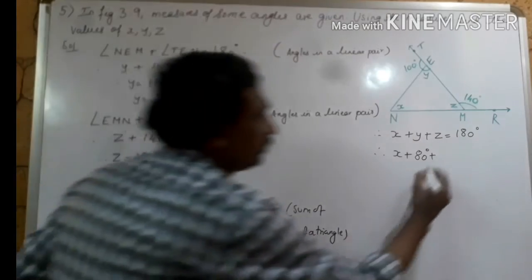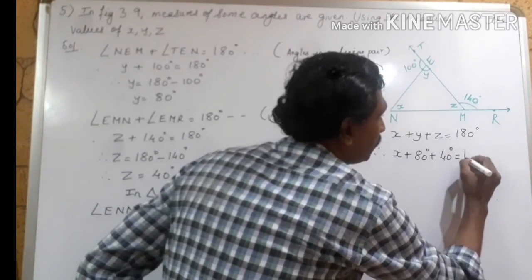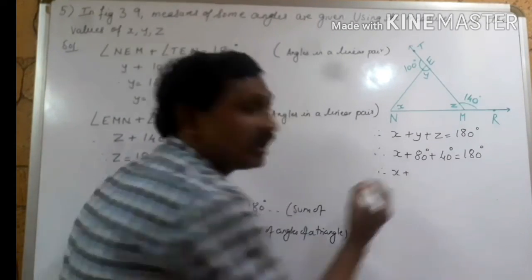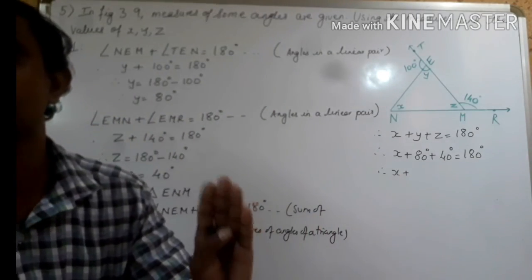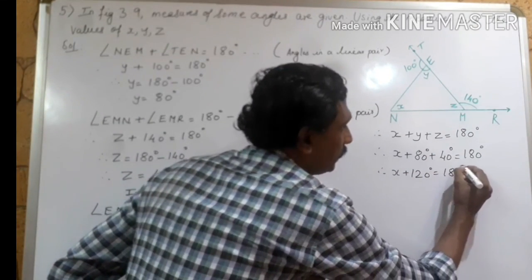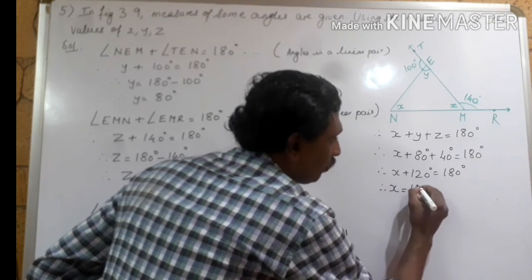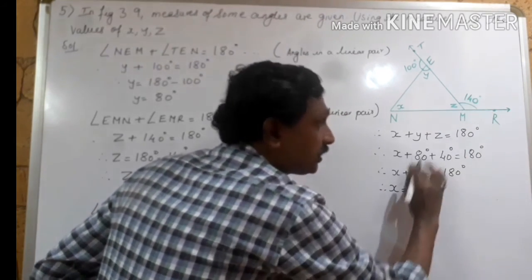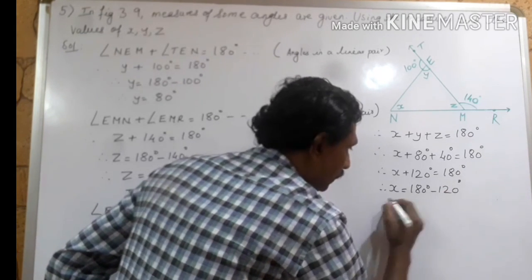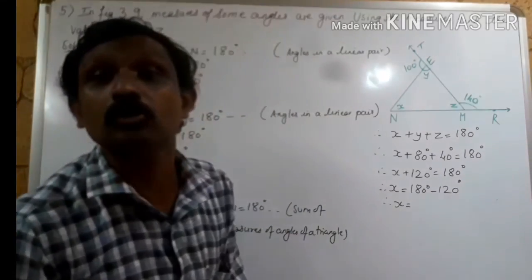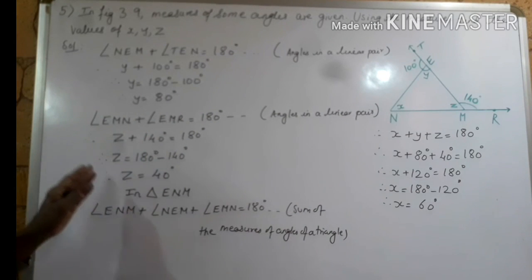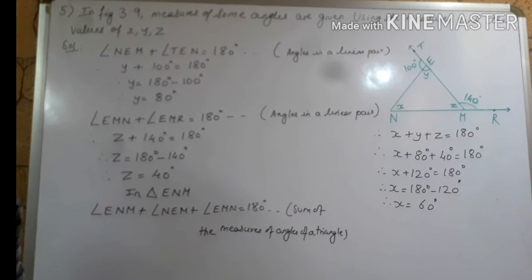What is the value of z? 40 degrees, which is equal to 180 degrees. Therefore x plus 80 plus 40, which gives me 120, is equal to 180 degrees. Therefore x is equal to 180 degrees, bring this plus 120 that side, it becomes minus 120 degrees. Therefore x is equal to 60 degrees. We got the value of x, we got the value of y, and we got the value of z.